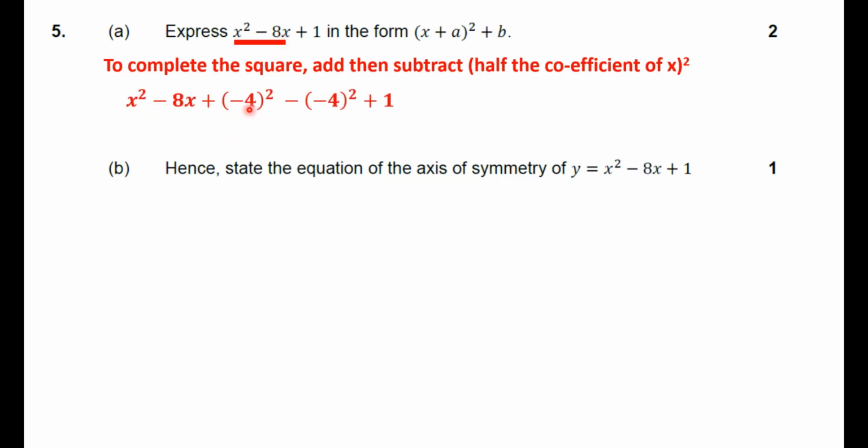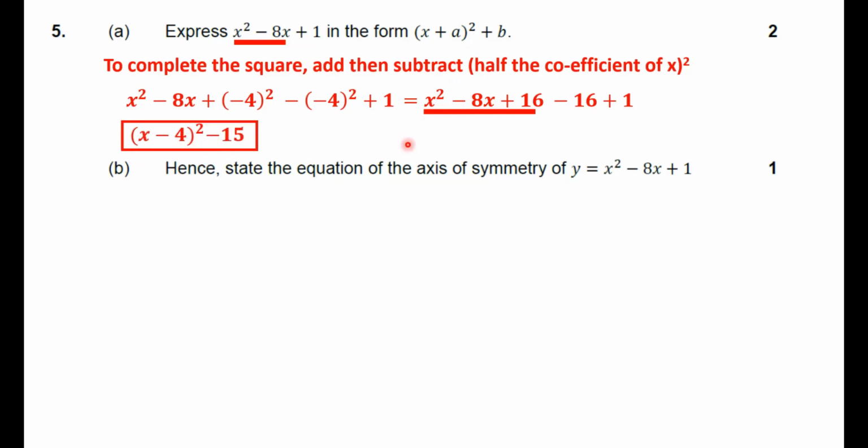So here it is in full: negative 4 squared, take away negative 4 squared, but don't forget we've still got plus 1, so we need plus 1. So tidy it up: x squared minus 8x plus 16 minus 16 equals 1, and now we've got to see that this thing will be a perfect square. It's a take away there, so be careful. This says plus, but this has to be a minus, so the answer is going to be x take away 4. The minus 15 comes from these two numbers when you evaluate them, negative 16 plus 1.